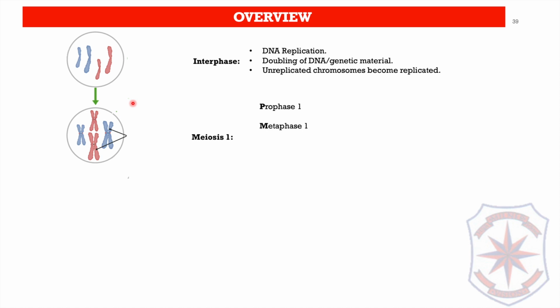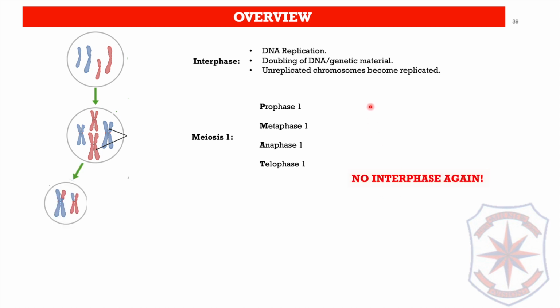That will be prophase 1, metaphase 1, anaphase 1, as well as telophase 1. Now, immediately after telophase 1, there will be no interphase again. Interphase just happens once before meiosis starts, before meiosis 1. So after meiosis 1, there is no interphase again.